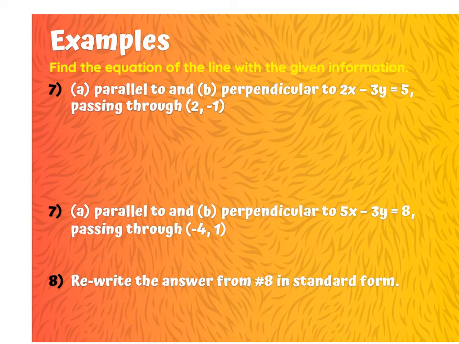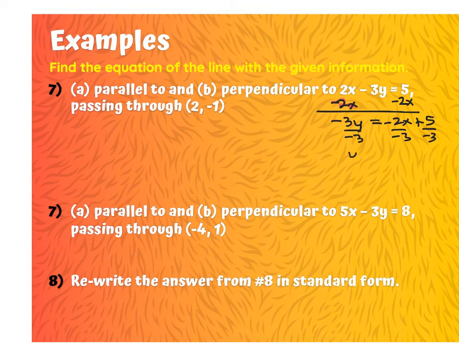So I'm going to subtract the 2x from both sides, and then divide everything by negative 3. So y equals, and then be careful on the negative negative. Negative divided by a negative makes this 2/3 become positive. Now, really, I don't need the y-intercept. All I need to pull out of this is the slope.